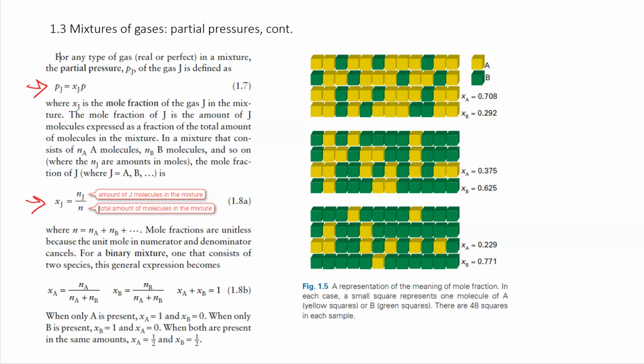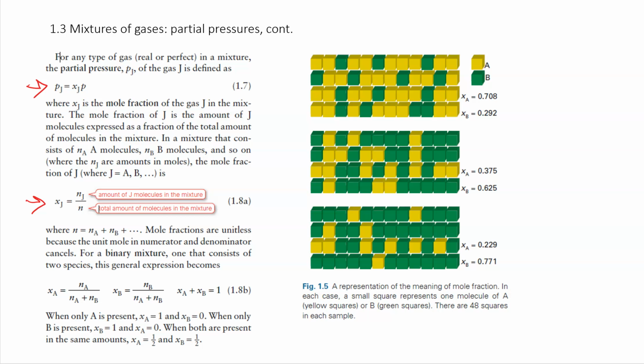So if you know the total amount of molecules in the mixture and you know the amount of molecules of any particular component, A, B, C, within that mixture, you can calculate the mole fraction of that particular component, X sub J. And mole fractions are unitless, because the unit mole in the numerator and the denominator cancel one another.